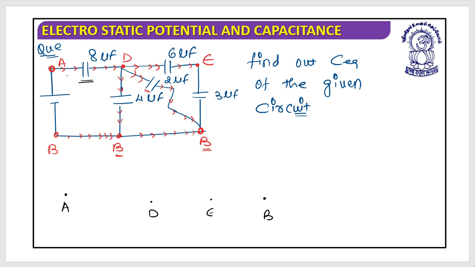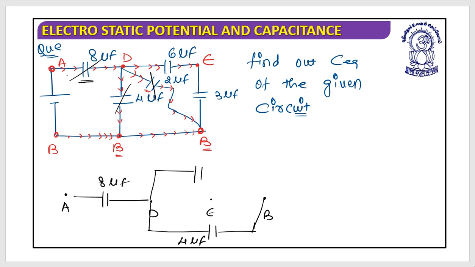The first capacitance is from A to D, and has a value of 8 microfarad. Next capacitance from D to B, and it must be of 4 microfarad. So this is D to B, and this is of 4 microfarad. One more, it's 4 microfarad and 2 microfarad, something like this.